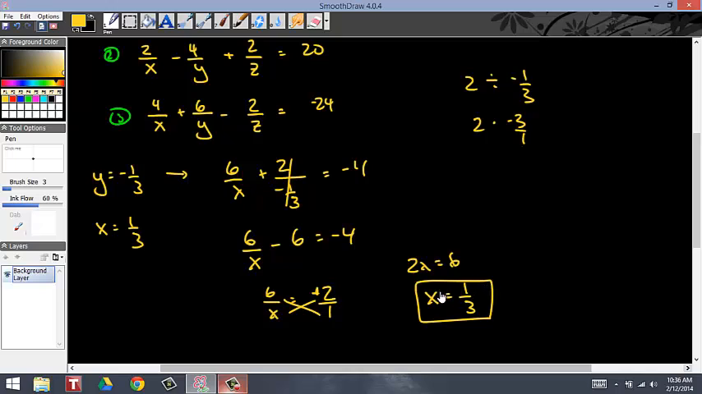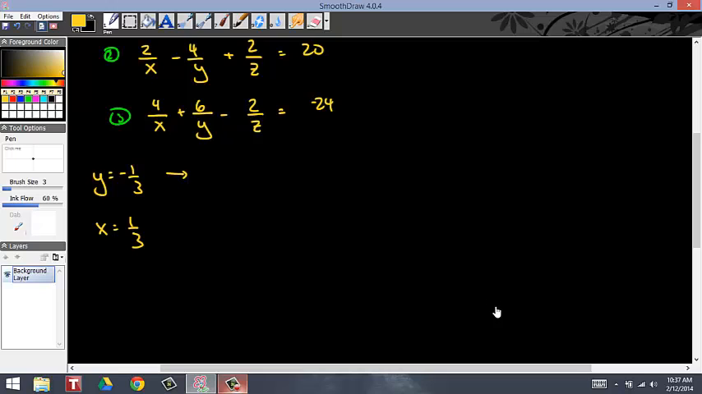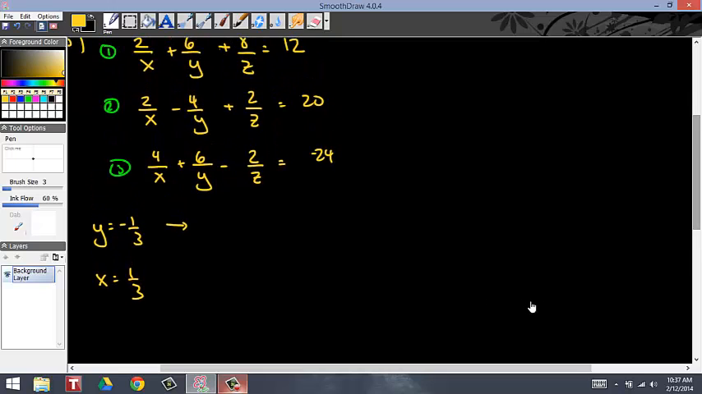Okay, let me pause real quick and clean all this up. Okay, the last thing we're going to do is take these two answers and plug them into one of these originals. So I'll just go ahead and choose the top one. So I'm going to get 2 over x. Well, x is 1/3, plus 6 over negative 1/3, plus 8 over z equals 12.